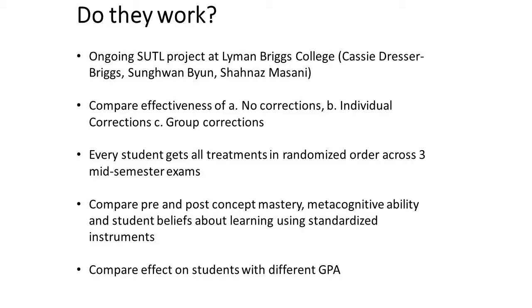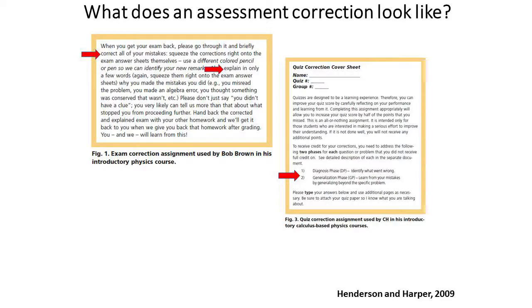All right. So what does an assessment correction really look like? I'm going to give you 3 examples, 2 from prior literature and 1 that we've used in class. So that's one assignment. Essentially, it's just an email or a paragraph in the syllabus that's telling them to correct all of their mistakes and explain in a few words why they made the mistake that they did. And it's just kind of fitting into the margins of the exam.